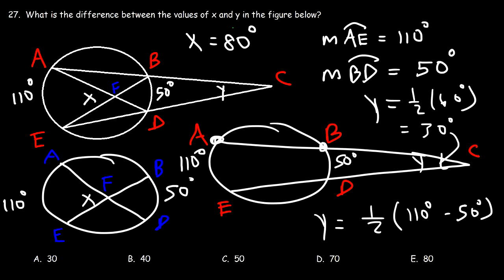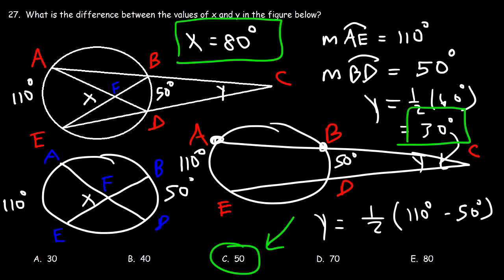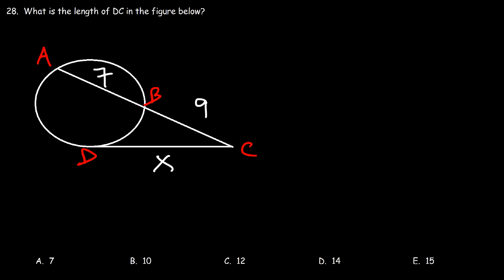Now the difference between X and Y, 80 minus 30, is 50. So C is the right answer. 28. What is the length of DC in the figure below? So what do we need to do in this problem? We need to use the secant tangent power theorem.